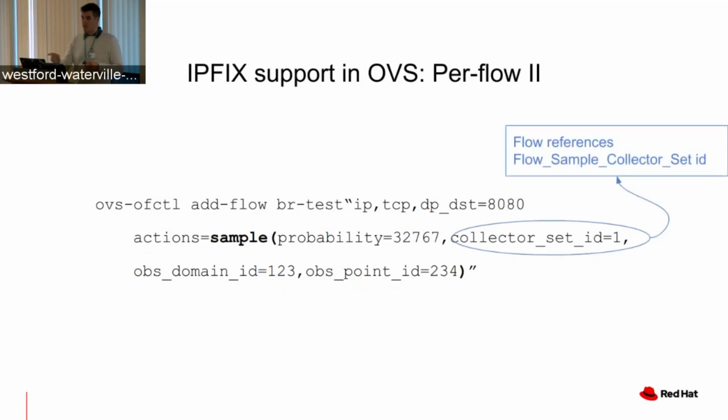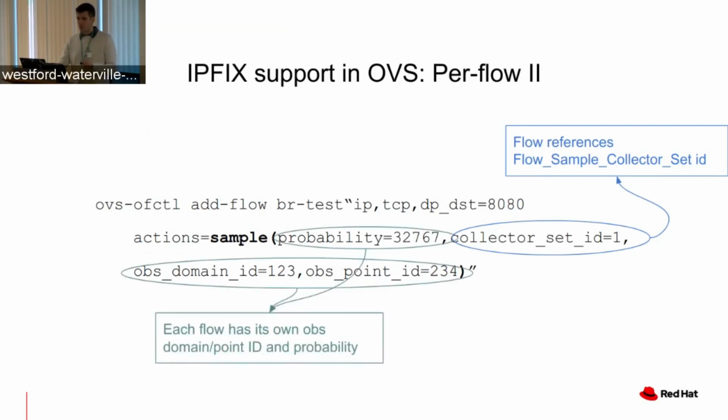So here we are using the sample action, as you can see, and we use the collector set ID inside the sample action to refer to the flow sample collector set line in the OVS DB. So that is what we have to correlate, and we have to be careful to do that properly, or else it will not work.